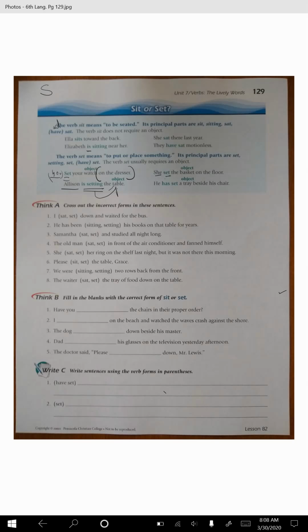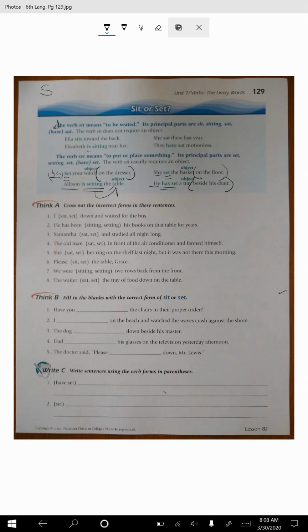All right, so she is the subject. She set. This is present. She set the basket on the floor. There we go. Let me get this one right off the bat. Gabe will be like, don't forget the prepositional phrase, beside the chair. Okay? He is the subject. Has set is past participle.